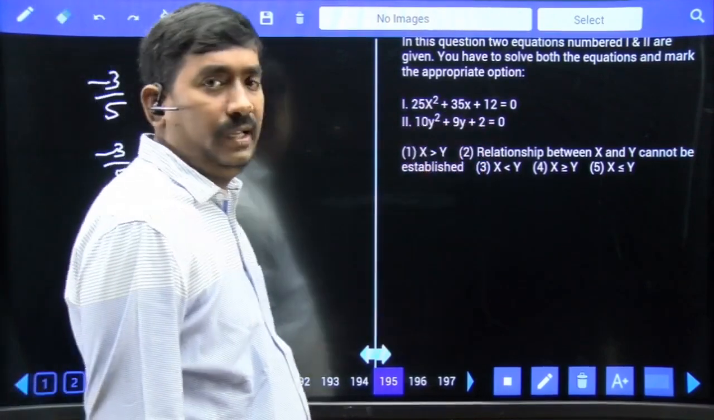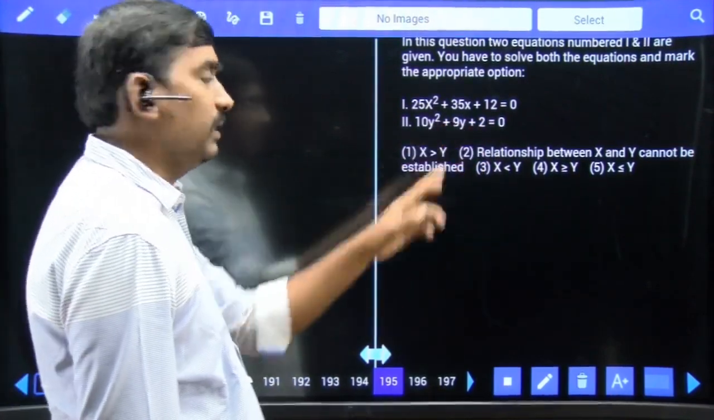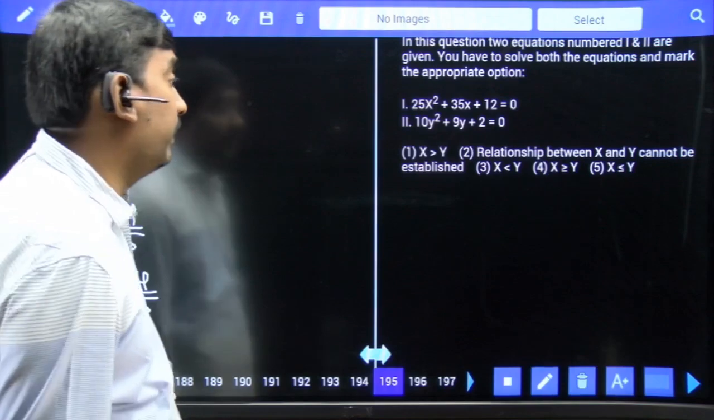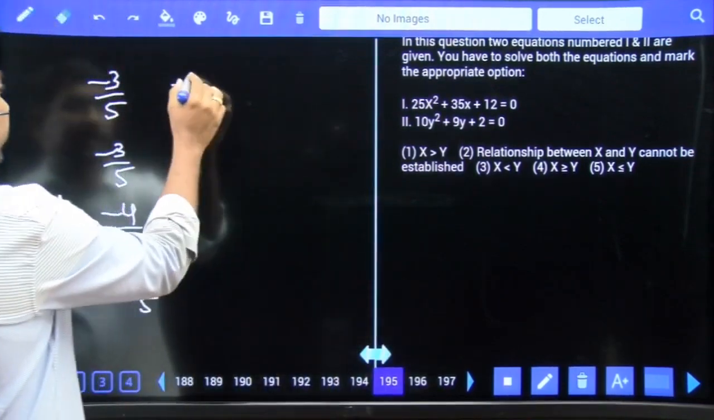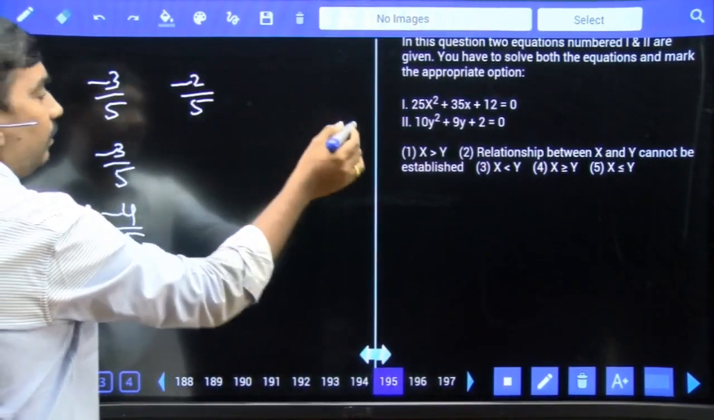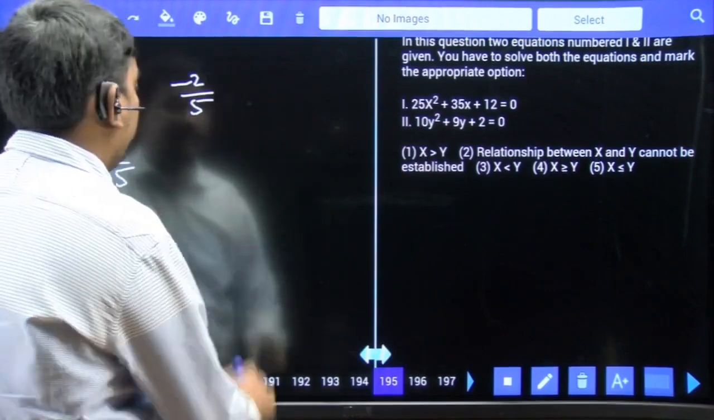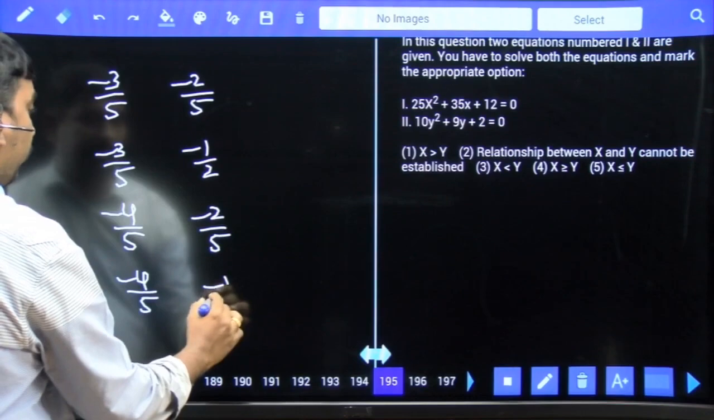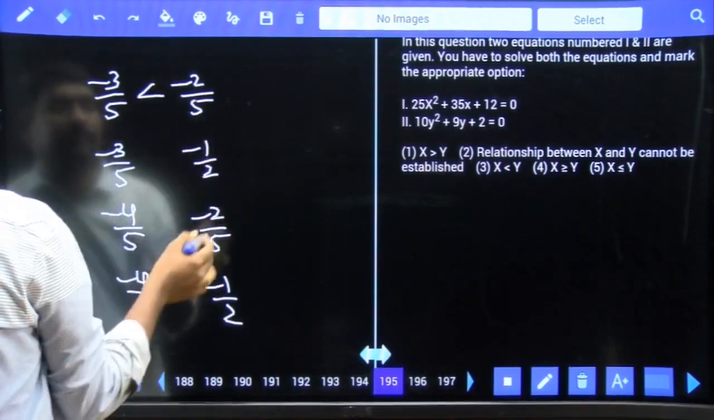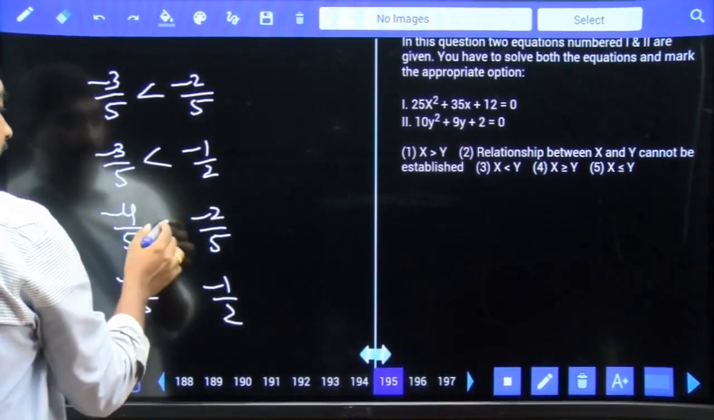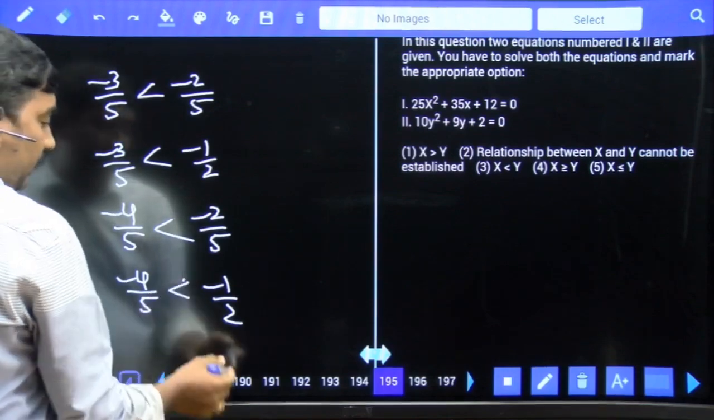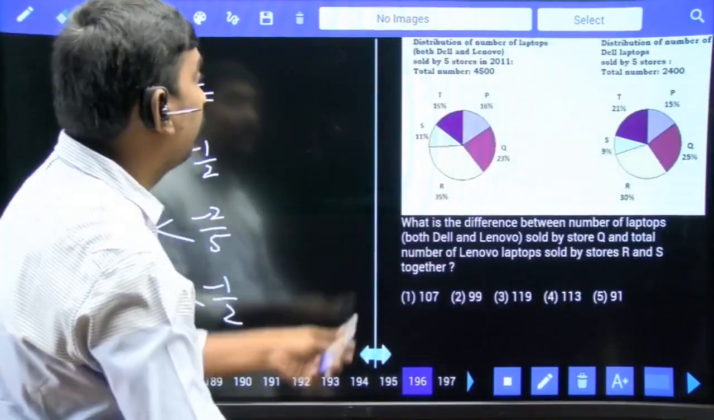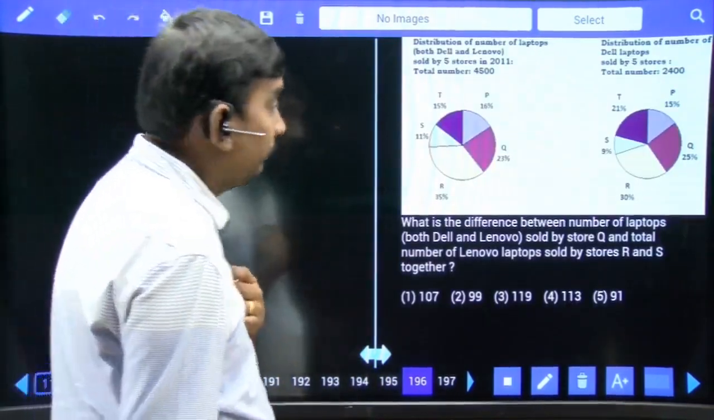2 10s are 20, 4 5s are 20, plus 4 plus 5 plus 9, finally minus 4 minus 5. Minus 4 by 10 means minus 2 by 5. Minus 5 by 10 means minus 1 by 2. Minus 2 by 5. Minus 1 by 2. X less than y. Okay.